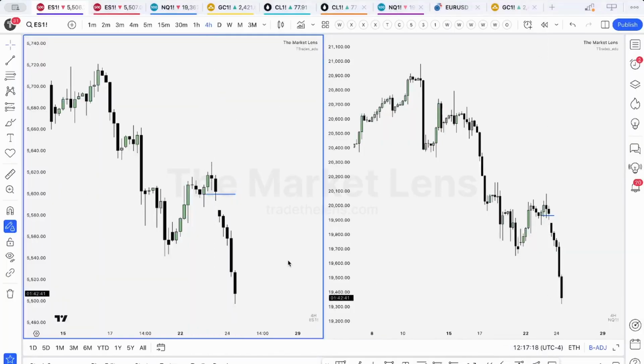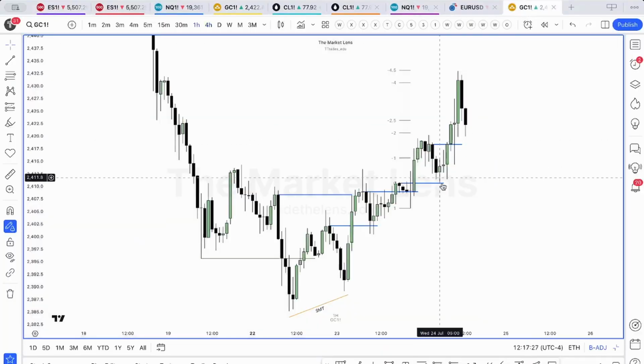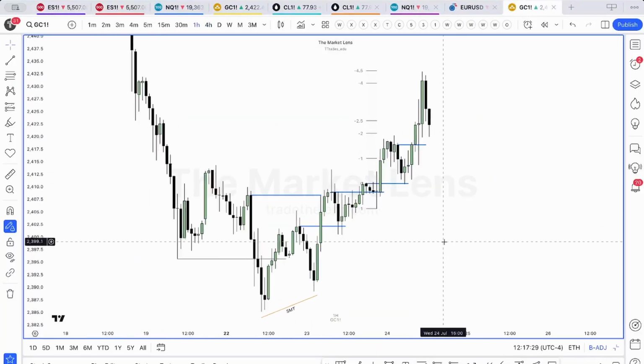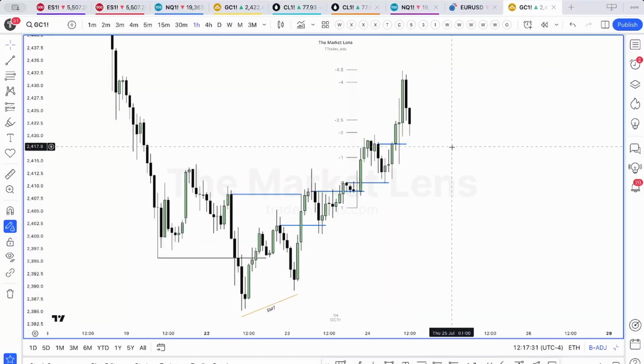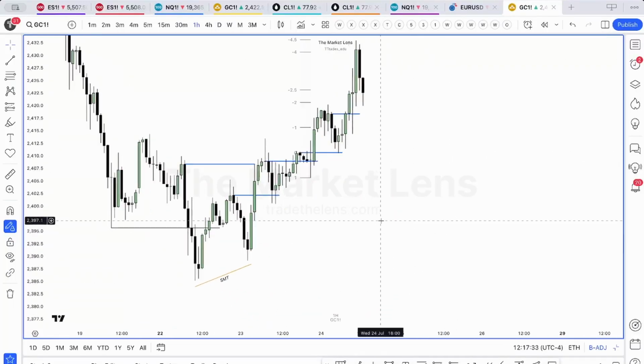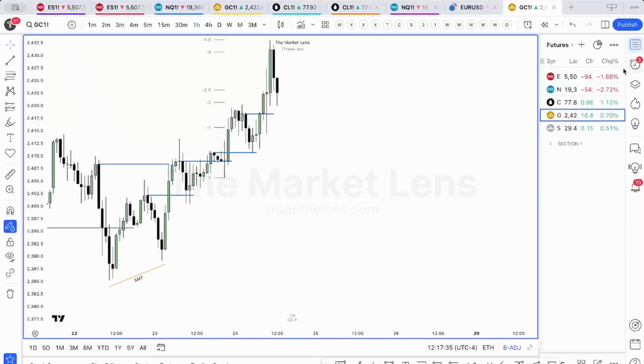Let me get back to the questions. Are there occasions you'll enter when there's not a perfect swing formation? I think gold is a good example of still looking for trades when it's not perfect. Generally I like to see a nice, I think silver actually did it.